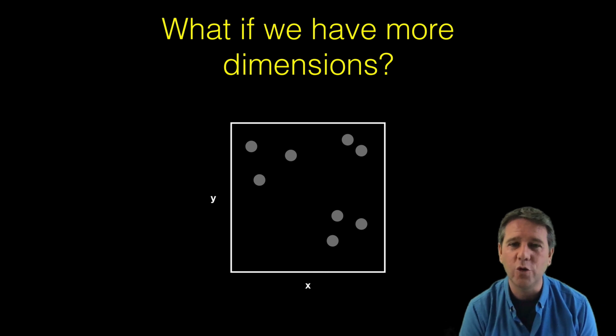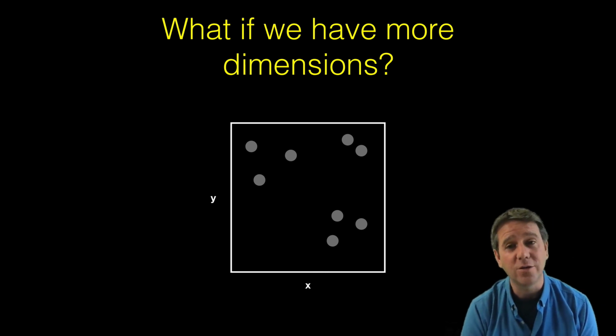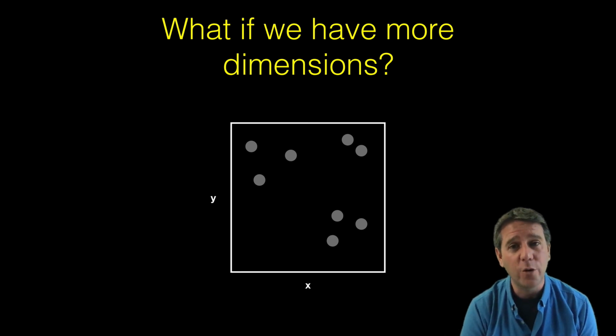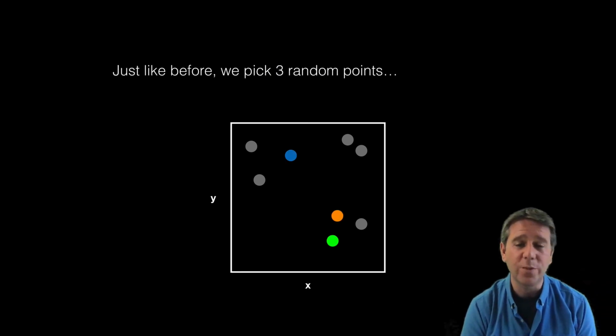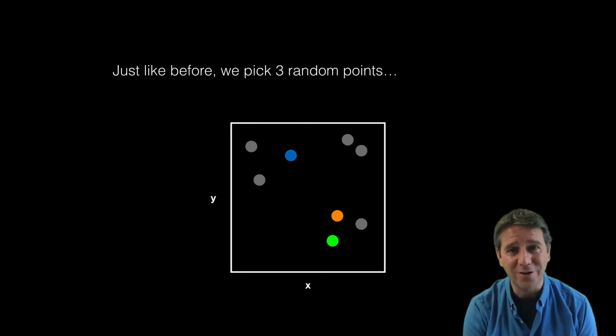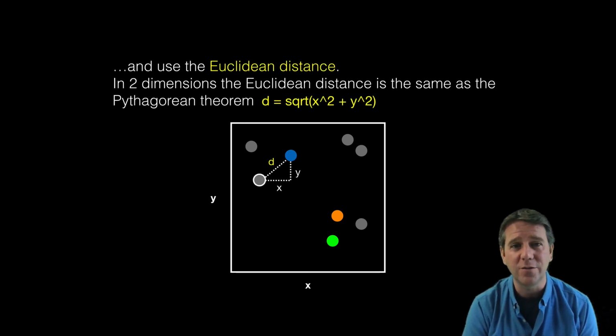Okay, so that was one dimension. What if we had more dimensions, such as 2 dimensions, like shown here in this classic kind of X and Y plot where we have our gray points to be clustered? Well, just like before, we pick k starting points, our k=3 in this case, so we pick 3 points at random and use these as our initial cluster representatives.